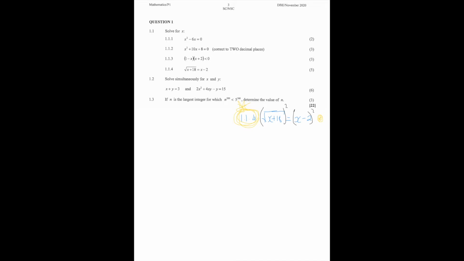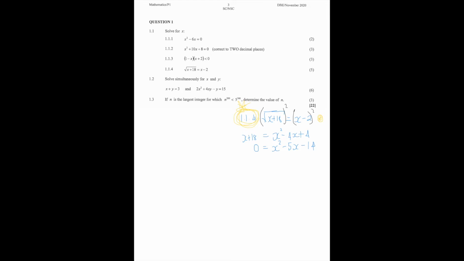So then what we have is x plus 18 equals, and if we write this fully out, it would be x squared minus 4x plus 4, which means that 0 equals x squared minus 5x minus 14. Then again, we've gotten our equation into a standard formula.